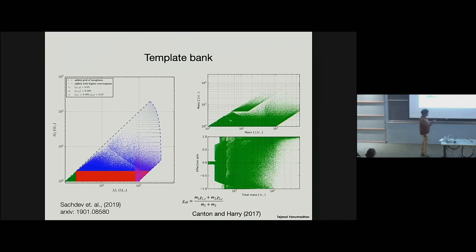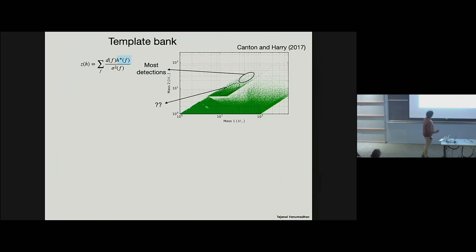So this is a template bank, and different searches have their own template banks, where the template bank is typically either a regular grid or a random grid in the space of parameters that you're seeking to explore. One interesting thing that we see is that most detections happen where there are very few templates comparatively, while most of the templates are concentrated towards regions with few detections. And this is a feature and not a bug.